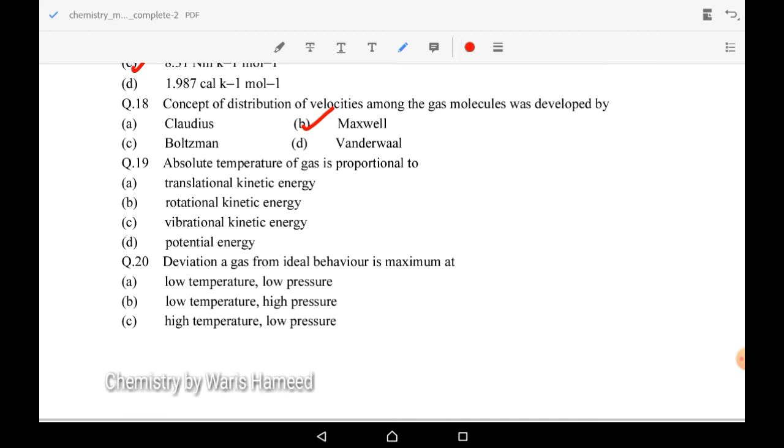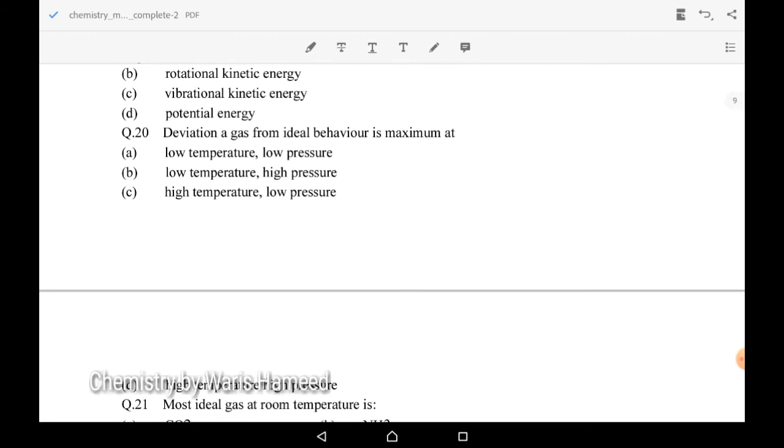Now 19th MCQ. Absolute temperature of a gas is directly proportional to translational kinetic energy. Deviation of a gas from ideal behavior is maximum at low temperature and high pressure. So option number B is correct. Low temperature and high pressure.